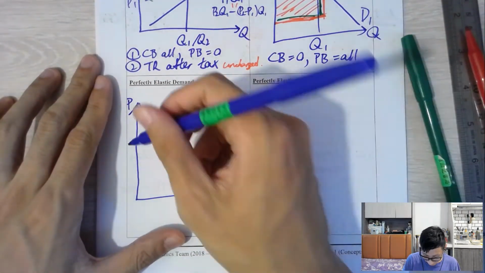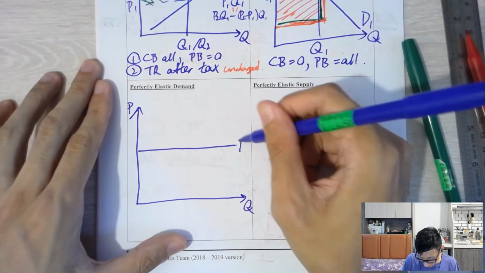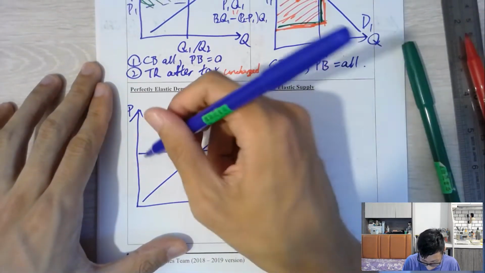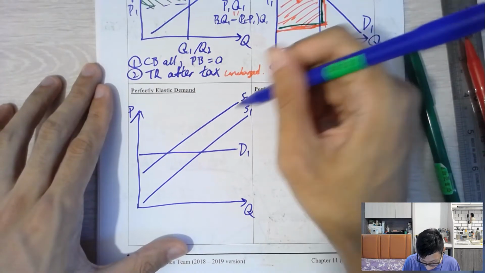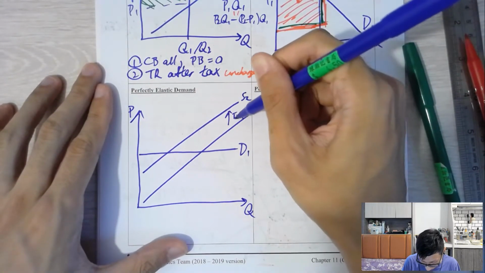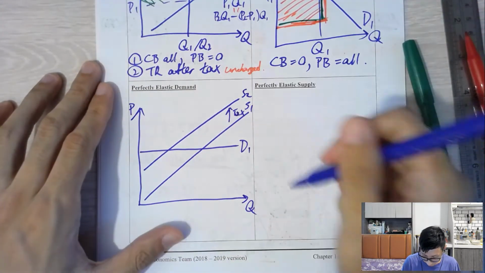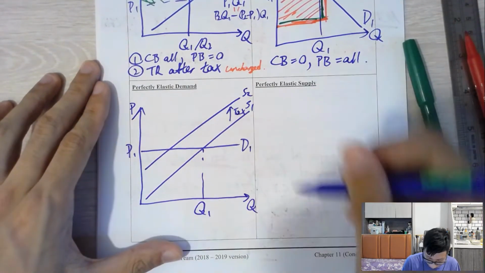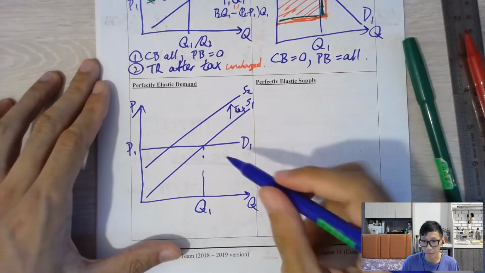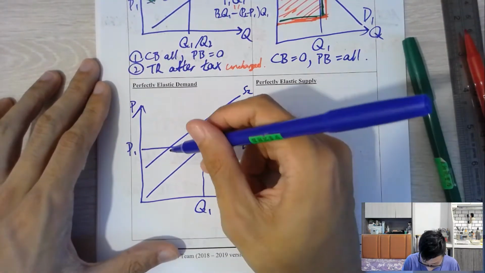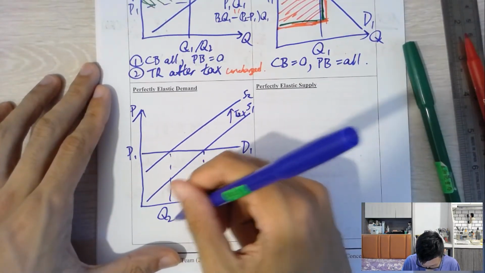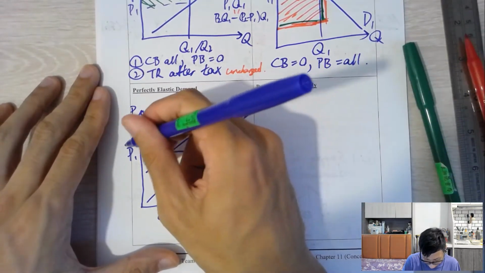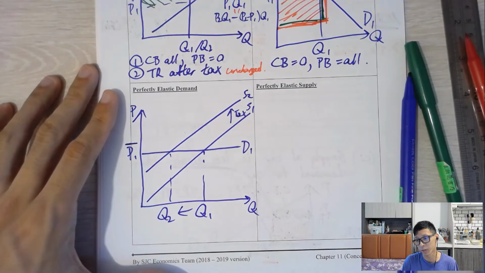Elasticity of demand. So here, this is our D1. Okay, then we have our S1. We have our S2. Tax, right? Now here, this will be Q1. This will be P1. Okay, now funny enough, with this taxation, actually, quantity would drop, but price would remain unchanged.